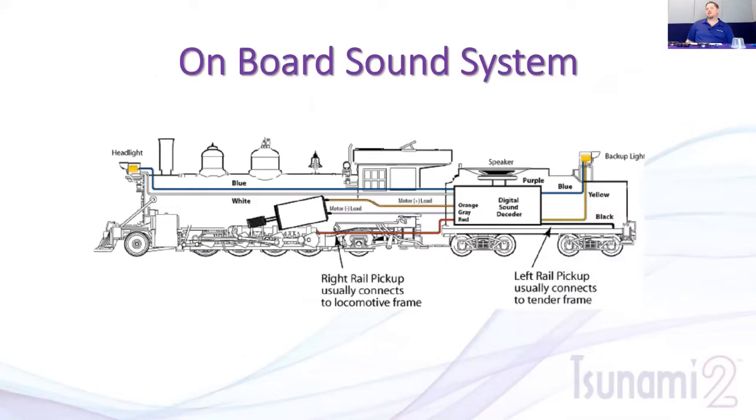The other option is an onboard system, and that's primarily what the SoundTraxx Tsunami2 is used for. You can see a picture there where you've got the decoder and the speaker in the tender, and then you have the motor, the lights, and your track pickup on your locomotive and tender. So this is an example of an onboard sound system.